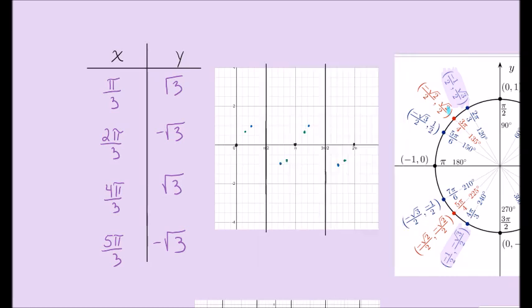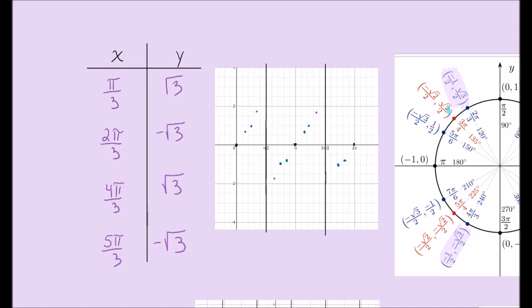Pi over 3 would be pretty close to pi over 2, and 1.73, it's going to be probably like right over here somewhere. Alright, and then we've got 2 pi over 3, and 2 pi over 3 will be a little greater than 1/2 pi, and that's going to be negative 1.73, so that'll probably be, let's see, that's 1.5, so right about here. And then 4 pi over 3 will be root 3 again, so that's going to be pretty close. Yeah, let's say right about here.